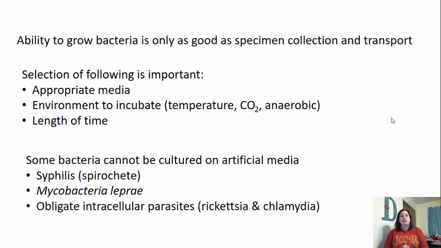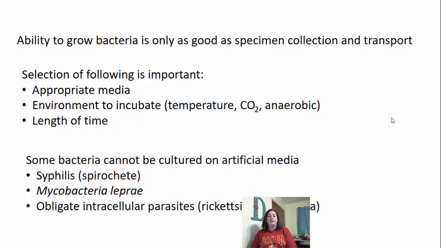Some of them can actually grow very quickly, where others take more time, so you're not going to see results as quickly. Some bacteria cannot be cultured on artificial media. We find that on the artificial media, it's not able to be cultured. One of these examples is syphilis, which is a spirochete. Another is Mycobacterium leprae. We see that it cannot be cultured on a plate or in a tube. And the last are the obligate intracellular parasites like rickettsia and chlamydia.